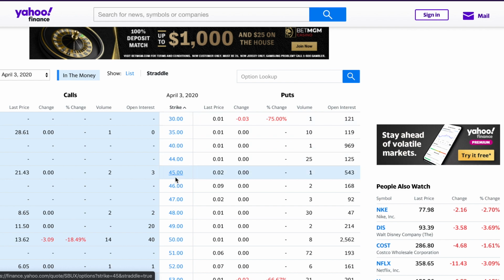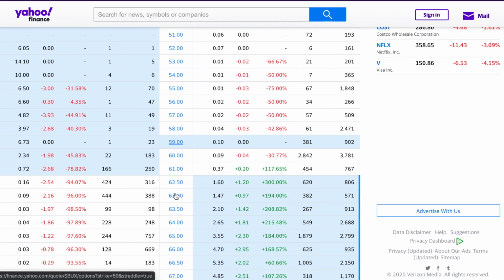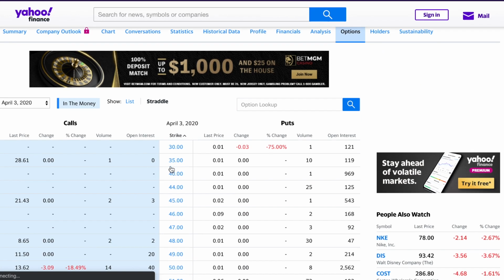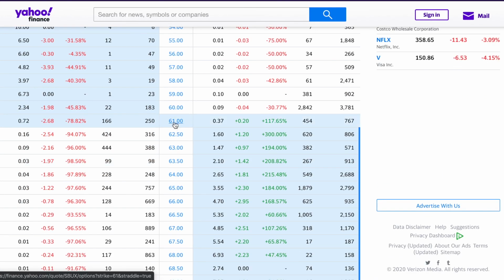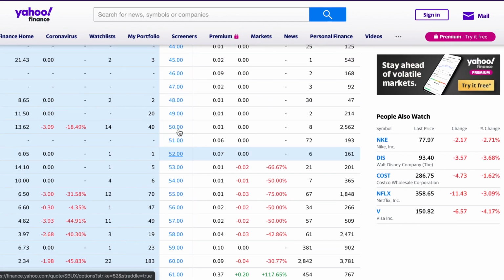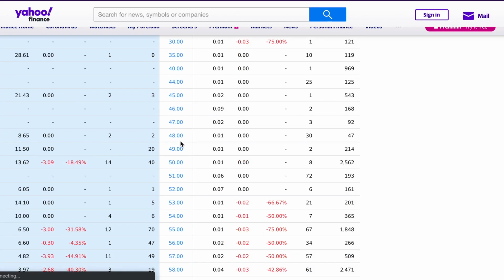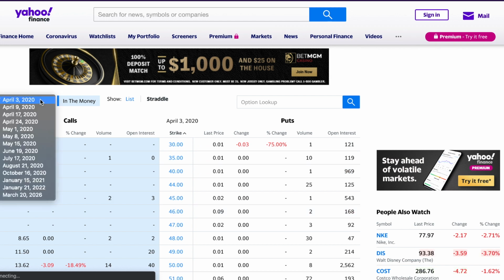So you can see the strikes here right in the middle. And right now, like we saw, Starbucks is trading at 61.53. So we'll go down to the 61 and 62.50 strike prices. These are two different options contracts, right? All of these different strikes represent a multitude of different contracts, all expiring on April 3rd, today.